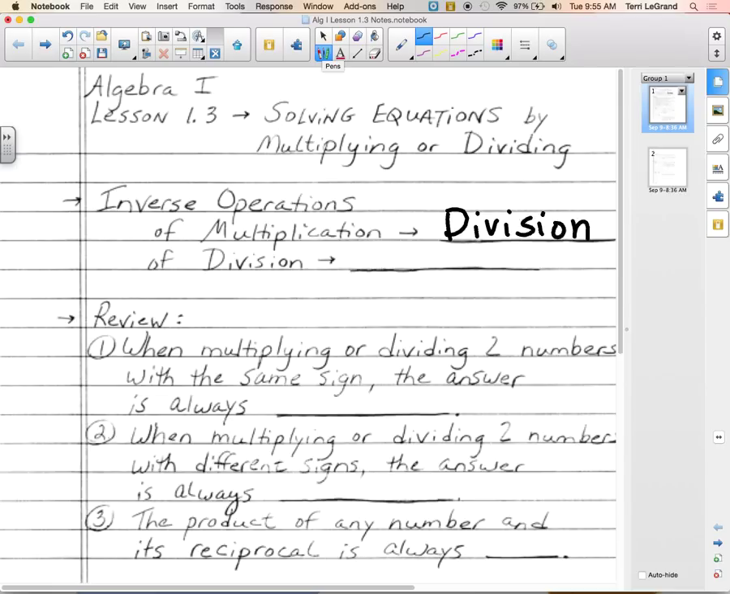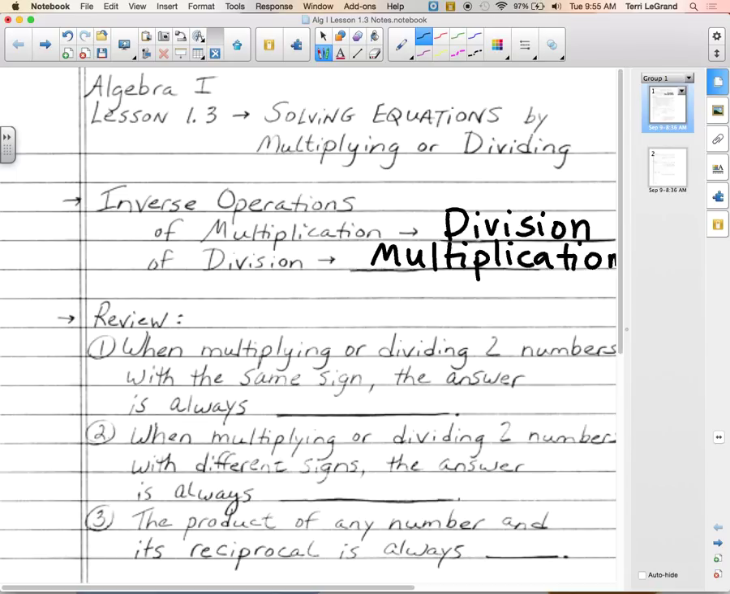Now, we don't always have to undo multiplication with division, though. Okay? Just like you should have discovered back in lesson 1.2, you don't always have to undo addition with subtraction. Sometimes you can use addition to undo it because you add the opposite. So the inverse operation of multiplication is division, and what is it of division then? Multiplication. They're inverses of each other, aren't they? So when we talk about undoing, we know that these guys are inverses of each other.